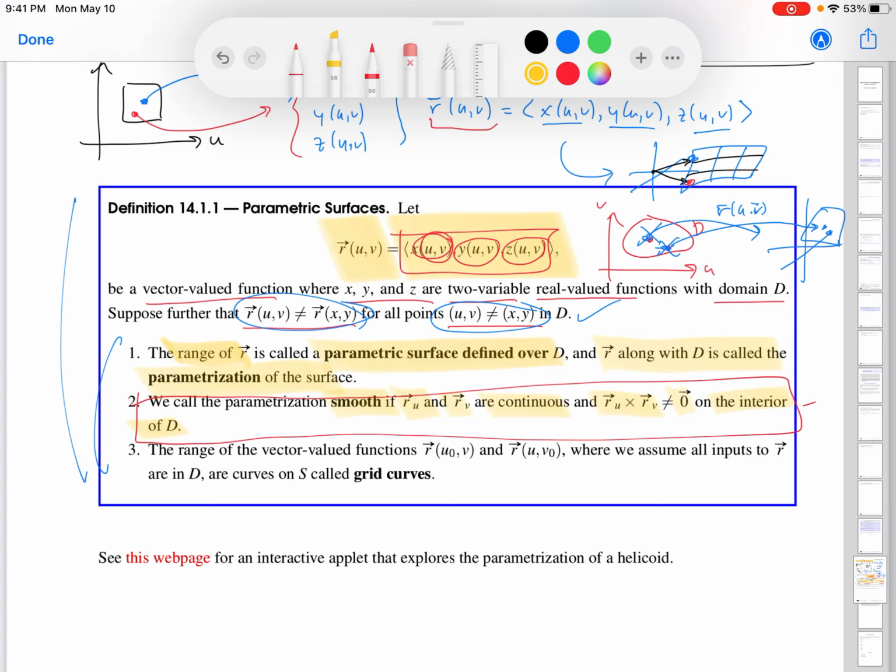And then the last one, the range of the vector valued functions R of u sub 0, v, and R of u, v sub 0, where we assume all inputs to R are in D, are called the grid curves. So I kind of alluded to that up here.